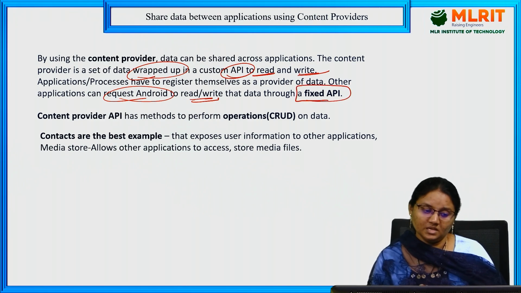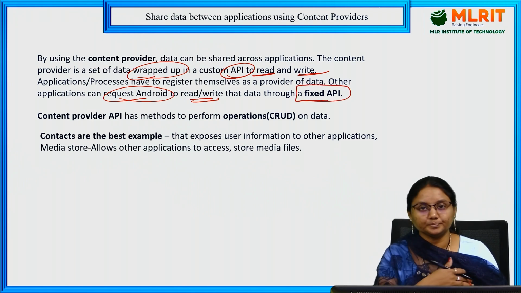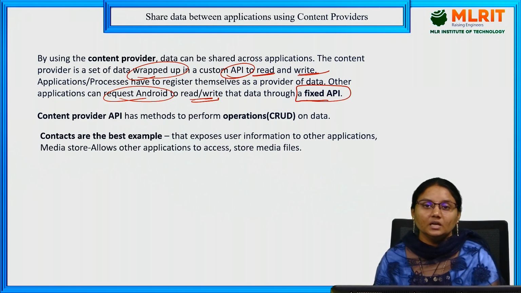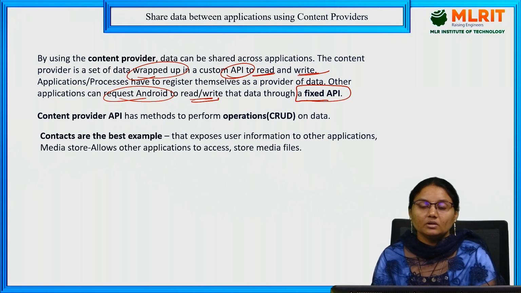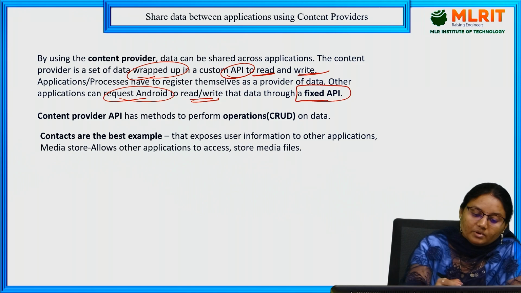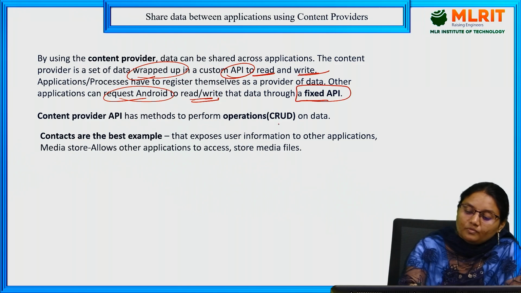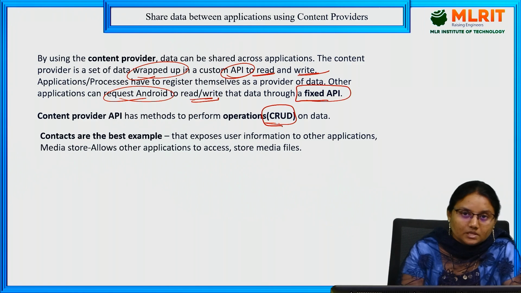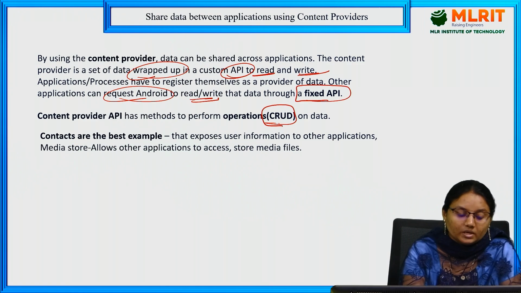So APIs are used to perform any type of CRUD operations, like read, update, delete or insert, or any other type of operation. If you want to do these, you need different APIs. So the content provider API has methods to perform different operations. Those are CRUD operations, and we have seen a few of them, like query, insert, delete, etc.